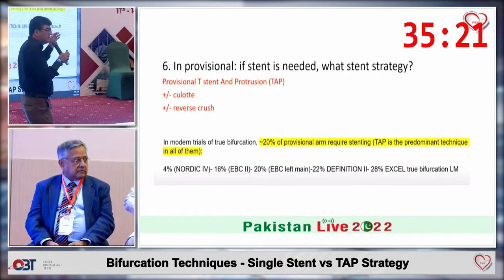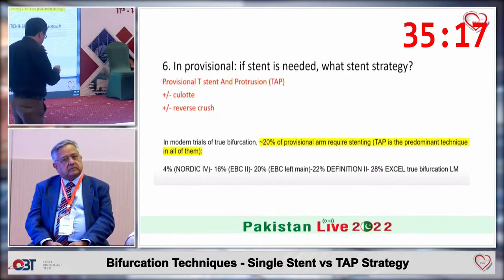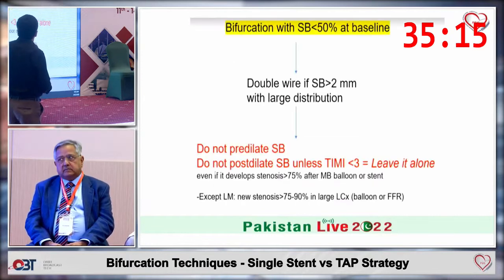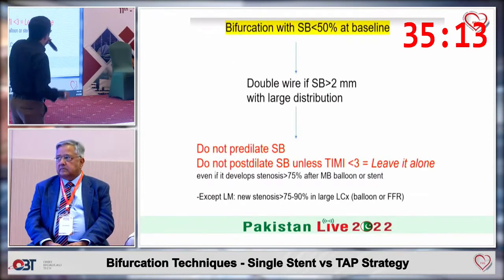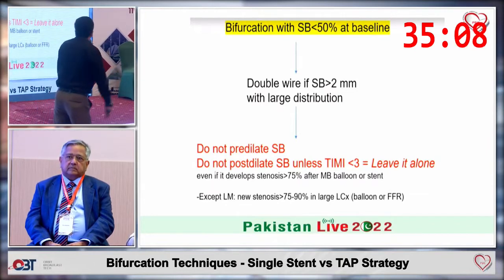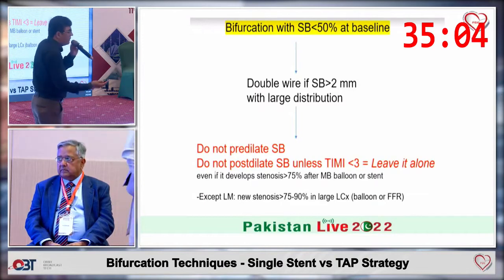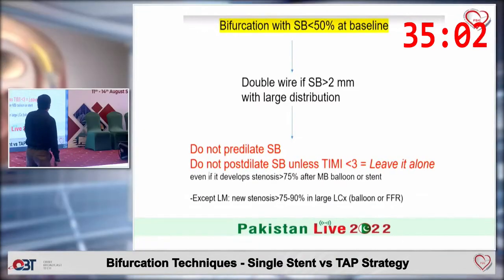Rather than going with the QLOD or the internal crush, I will just study in detail in the next slides as well. So, bifurcation with a side branch of less than 50%. This is the algorithm. If the side branch is less than 50% involved, you double wire only if the side branch is more than 2, or routinely double wire, I would suggest. Do not pre-dilate the side branch, not needed if it is more than 50% stenosis.